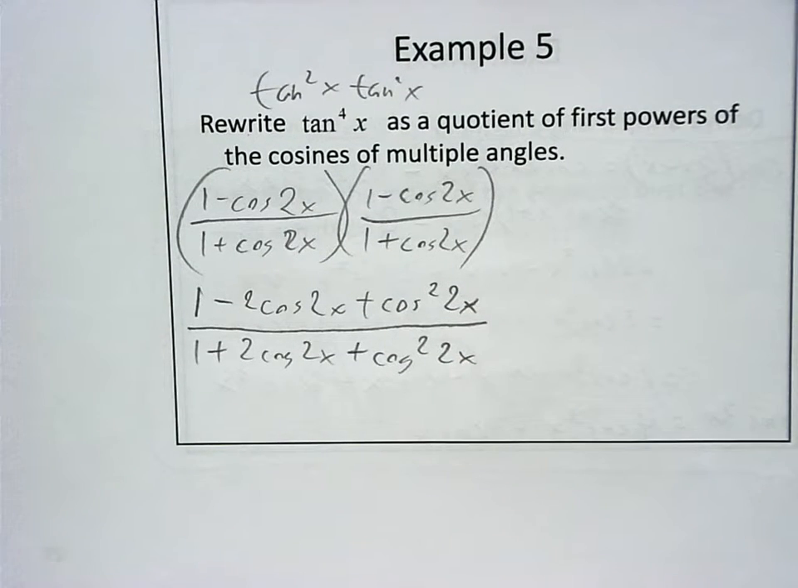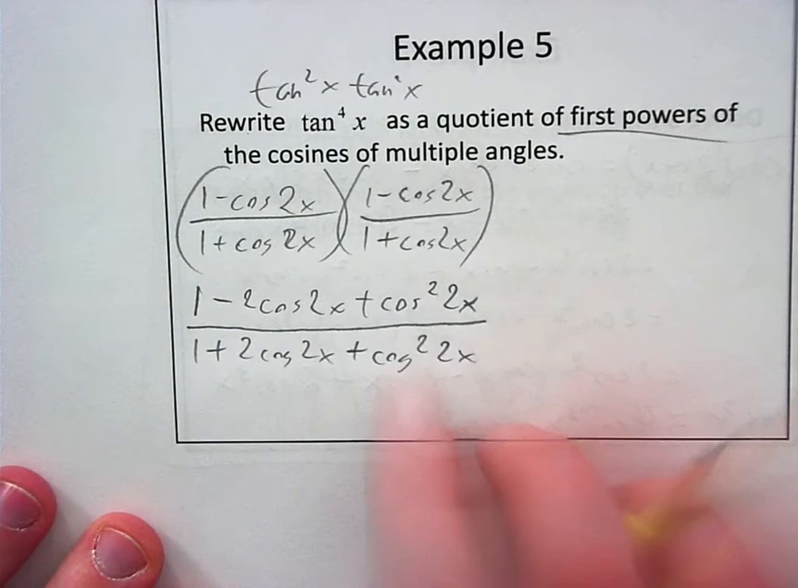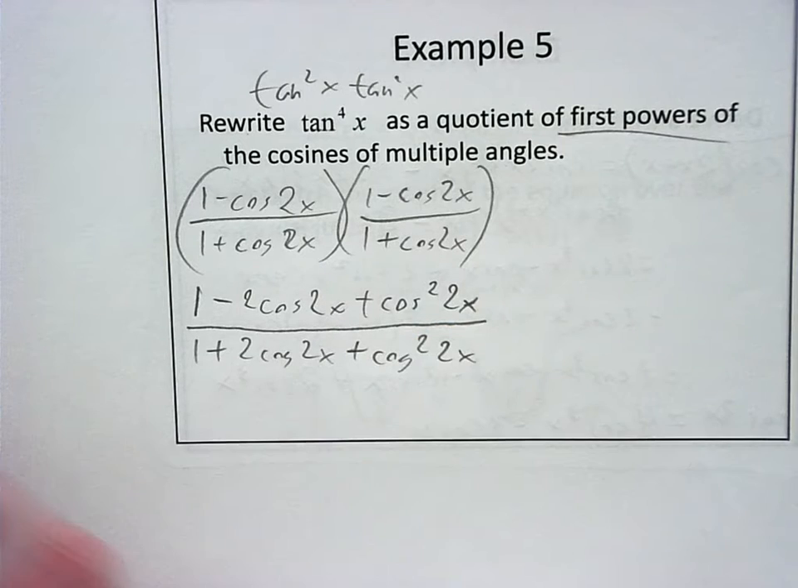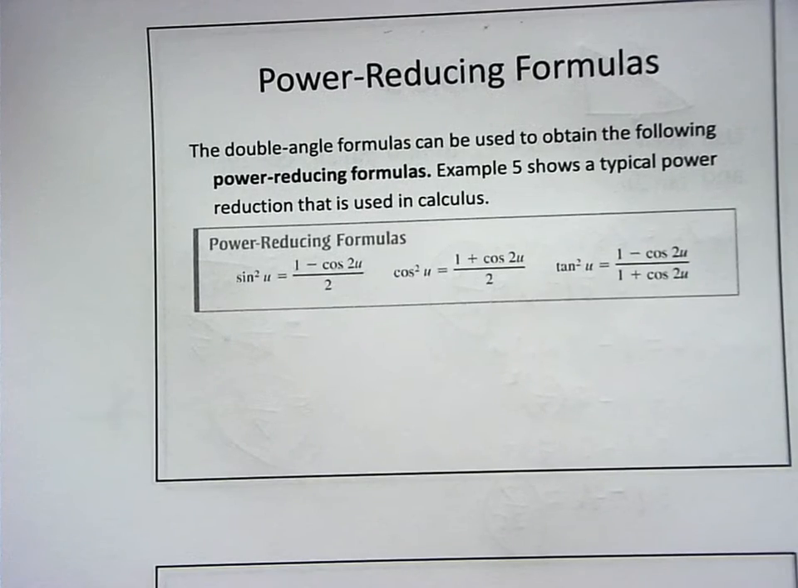Are we done? No. First power, because we want everything to the 1st power. So I need to now take the cosine squareds and replace them with that 1 plus cosine 2x over 2.